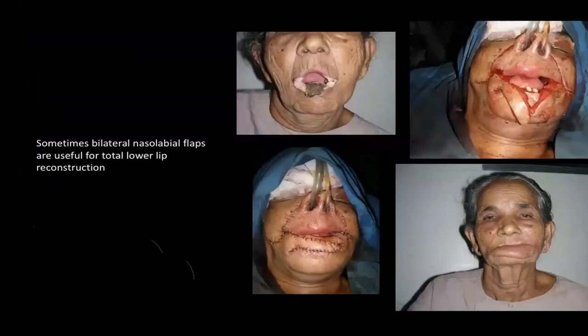Sometimes you can use bilateral nasolabial flaps if the whole of the lip has to be removed, and this probably gives you some amount of bulk. And the patient, by overcompensating with the upper lip and jaw movements, can close the mouth. And this is another way of using the nasolabials for lip closure, for lip reconstruction.